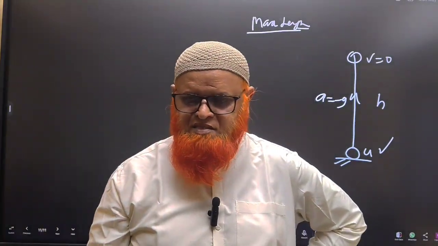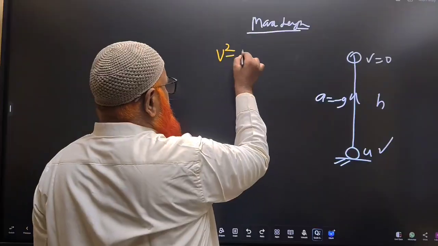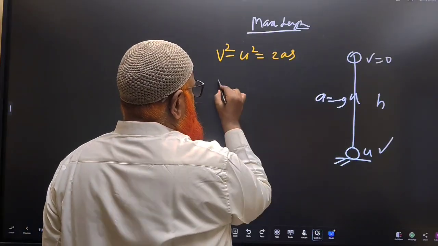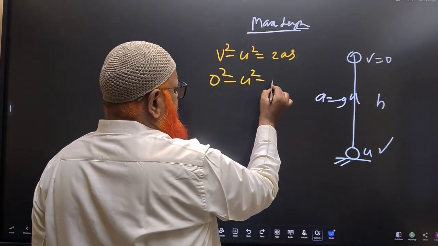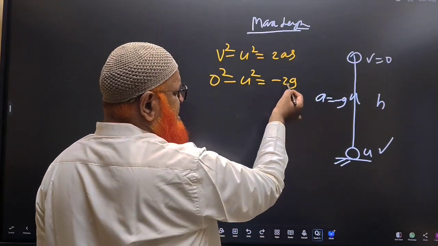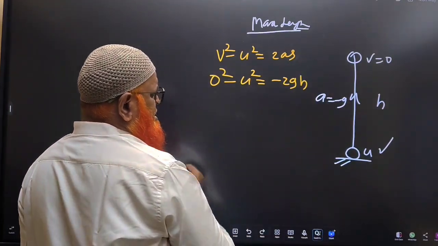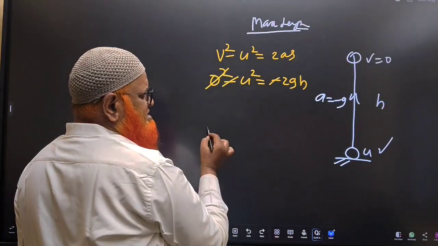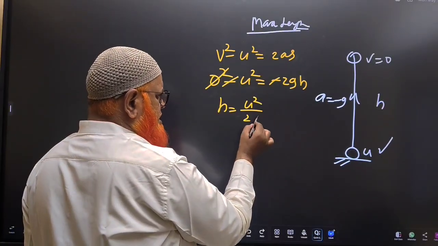There is no discussion of time, isn't it? So what will you do? You will write v square minus u square is equal to 2as. v is going to be 0, u is present, so minus u square equals 2a s. A is equal to minus g, and s is taken as h here. This minus gets cancelled. h is equal to u square by 2g.